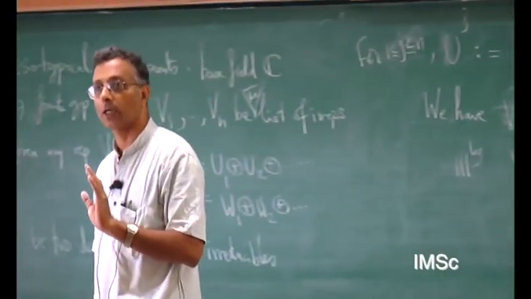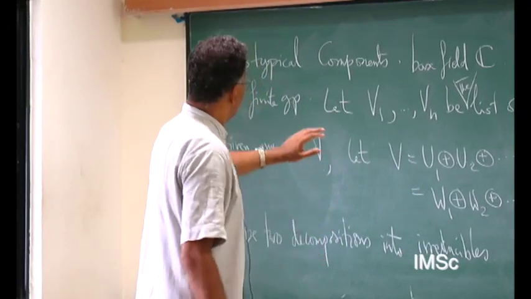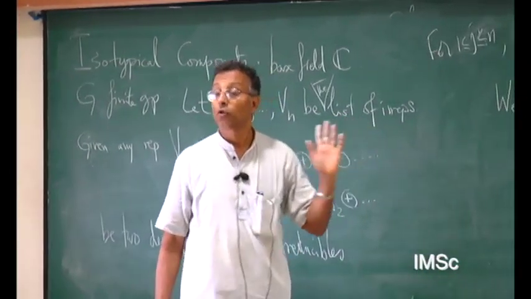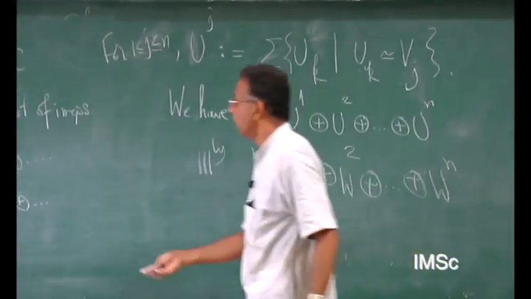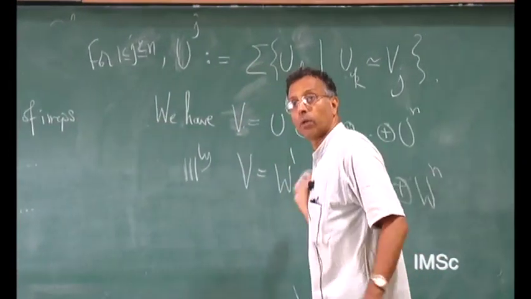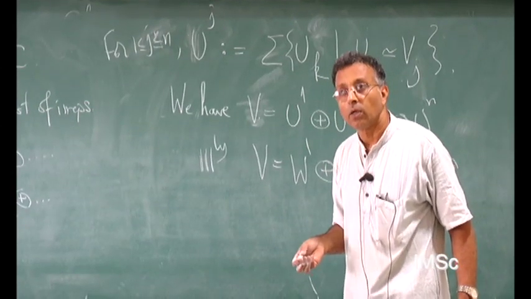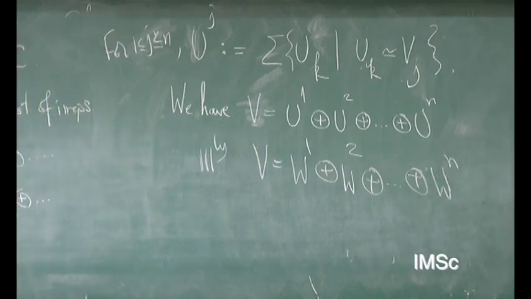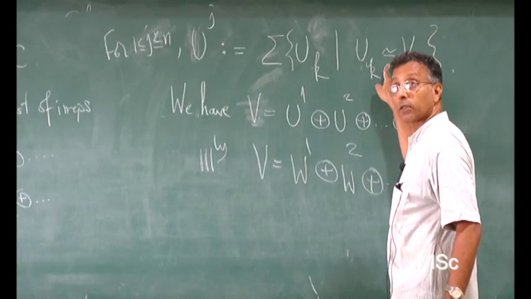Is this okay? V_i is the complete list of irreducibles. So some of these could be 0. Some of these could be 0. If for example V is itself irreducible, one of these will be non-zero and the rest will be 0. The dimensions of two representations V1 and V2 could very well be the same. This is isomorphic as G, not as vector spaces.